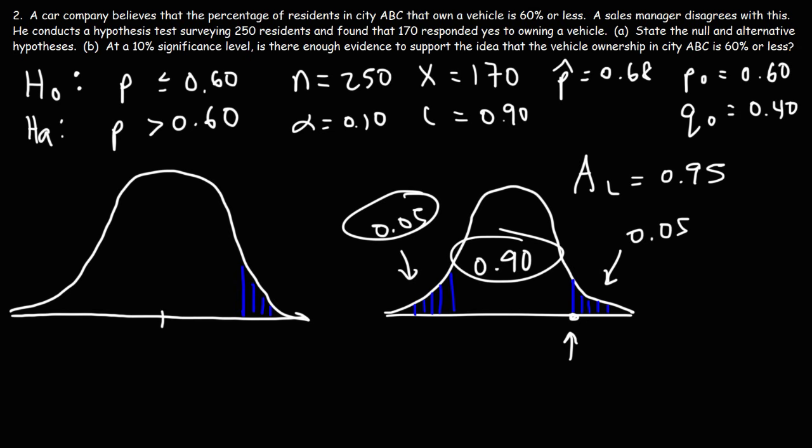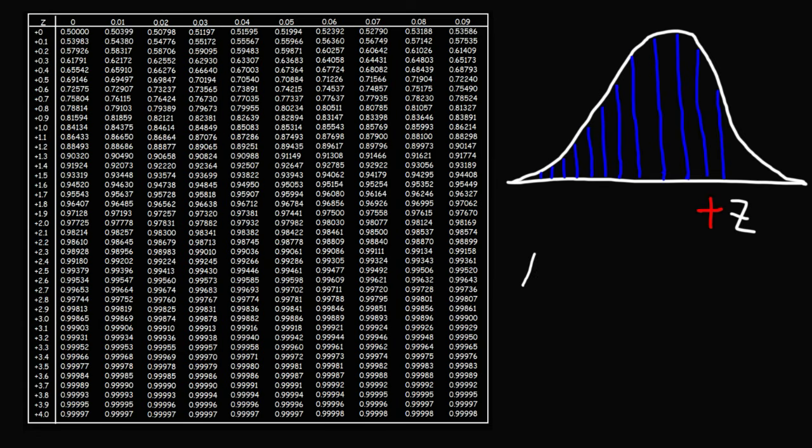So now let's go to the table to get the z-value that corresponds to this point. Once again, we have the area and we want to use it to get the z-value in our positive z-score table. So we said the area is 0.95. So we need to locate 0.95. 0.95 is between 0.9495 and 0.9505. So we're going to find the z-values for those two numbers. For the first one, 0.9495, the z-value is 1.64. For the second one, it's 1.65.